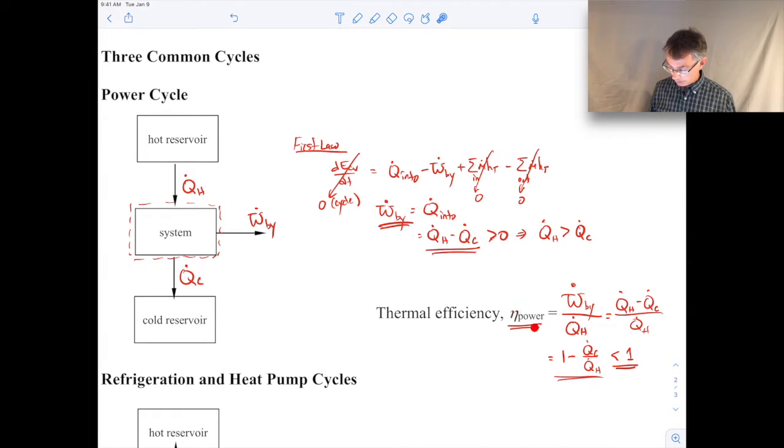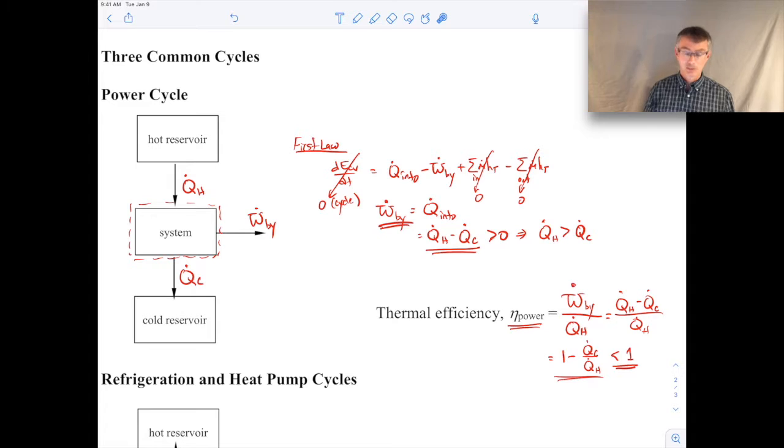I'm saying that the thermal efficiency here has to be less than 1, but when we talk about the second law, we'll show that it's actually dependent on the temperatures of the hot and cold reservoirs. And the maximum thermal efficiency you could possibly get is actually much less than 1. But we'll save that for a different lecture.